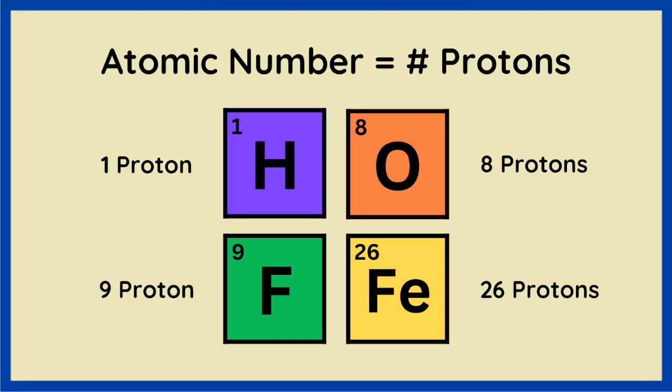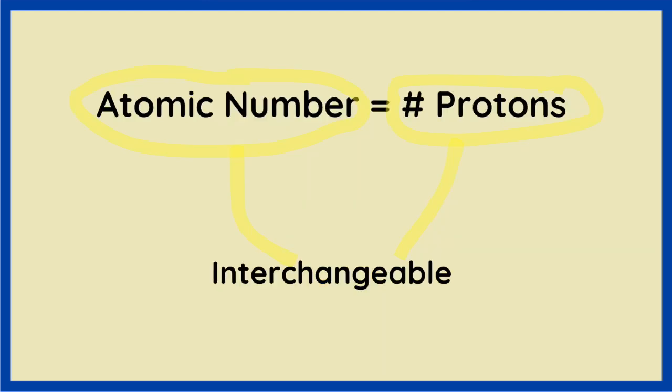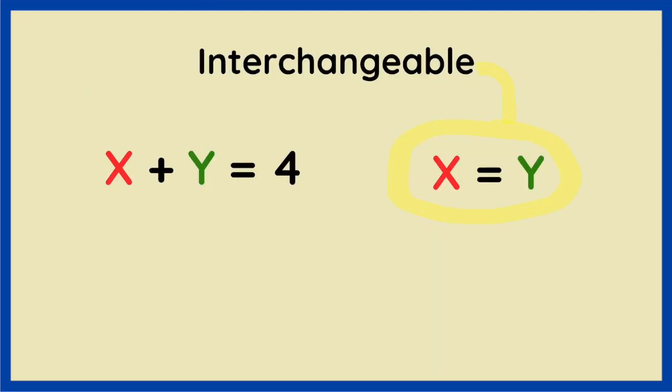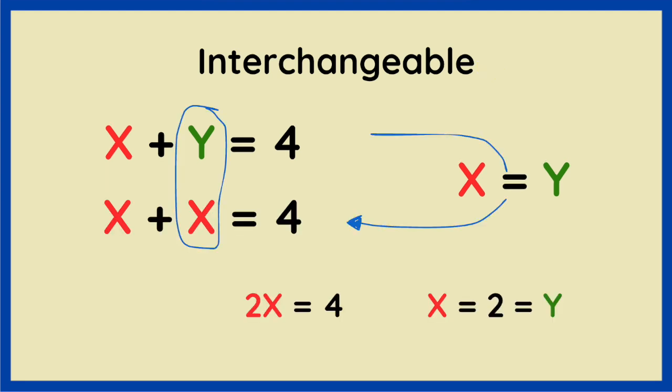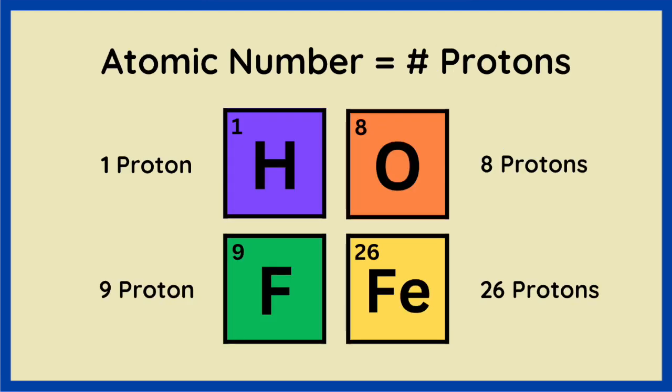Likewise, because atomic number and number of protons are the same thing, they equal each other, they are said to be interchangeable. In math, to interchange is to substitute one variable for another because they're equal to each other. In this case, x and y are interchangeable. Thus, we can substitute x for y so everything is in terms of a single variable for which we can then solve. Just like in math, where variables can be interchanged because they mean the same thing, in chemistry the atomic number and the number of protons are interchangeable.